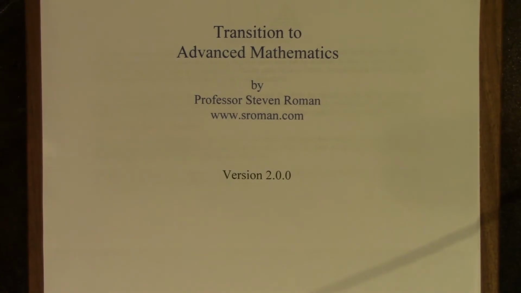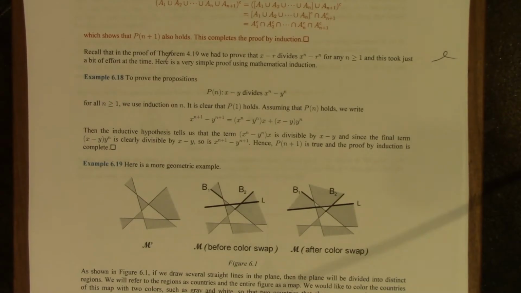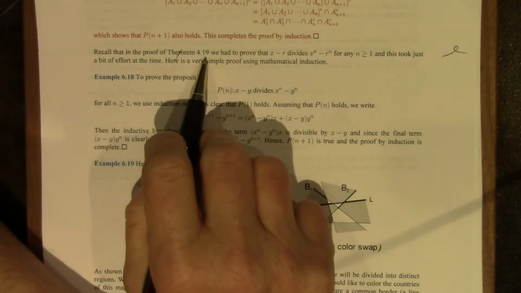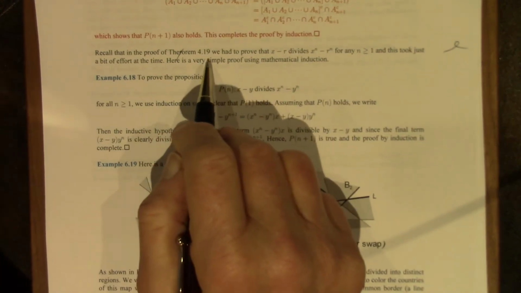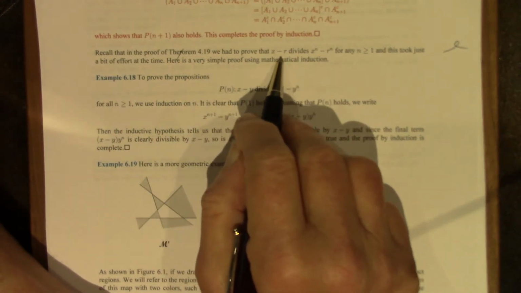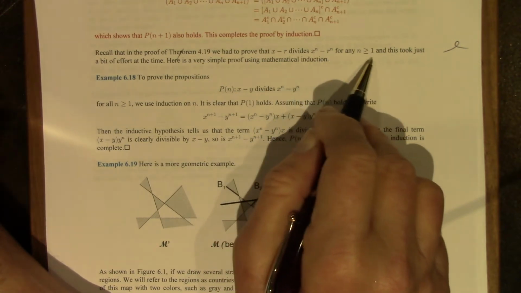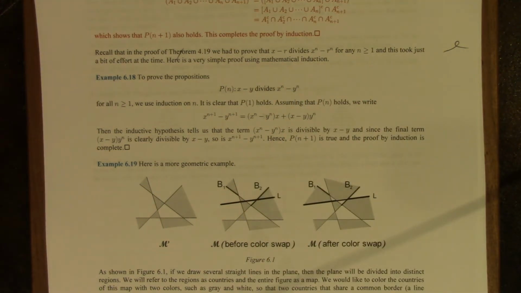Let's continue our discussion of mathematical induction. You might recall that back in chapter 4, we proved, in Theorem 419 specifically, that x minus r divides x to the n minus r to the n for any n bigger than or equal to 1, and this took us a bit of effort.